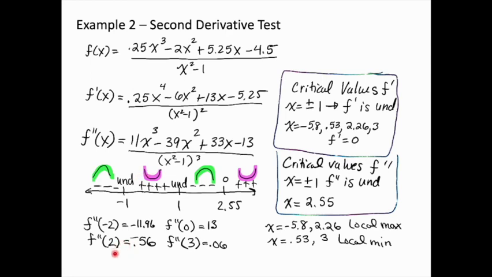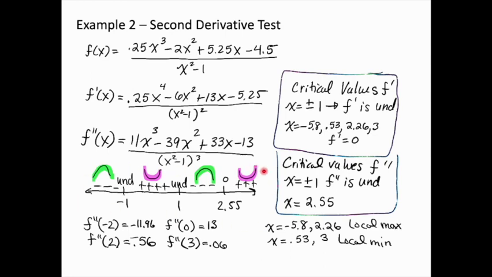The next test point I picked was 2. I plugged that into the second derivative and got -0.56. Again, these are rounded values. So that means on the interval between 1 and 2.55, the function is going to be concave down. And for the last interval, I picked the test value 3, and that gave me a positive value, which means that interval is going to be concave up.